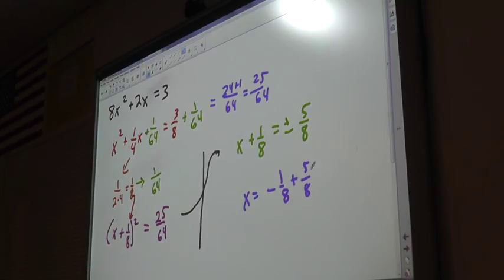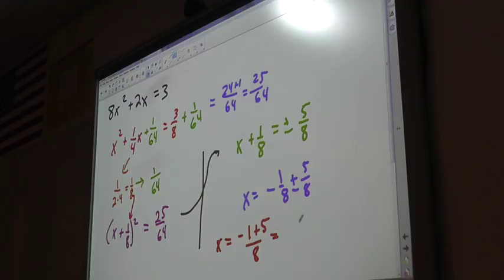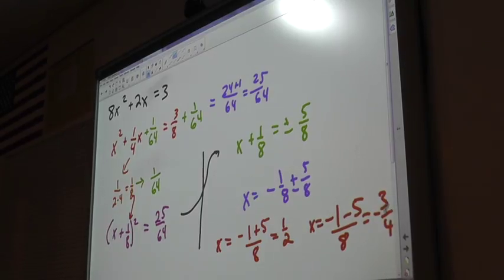Now you don't want to put this into MyMathLab because it'll complain. The two answers are negative 1 plus 5 over 8, which is 1/2, and the other answer is negative 1 minus 5 over 8, which is negative 3/4. In other words, simplify it. So don't put this in MyMathLab, but put 1/2 comma negative 3/4.